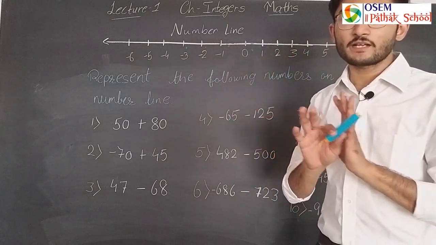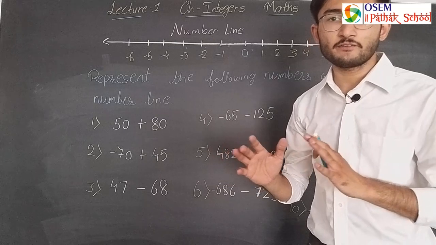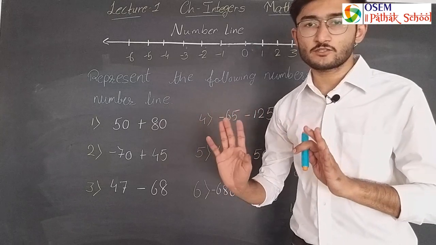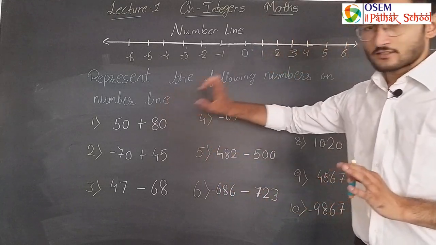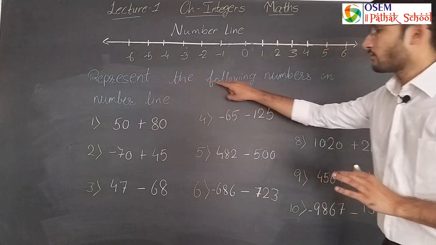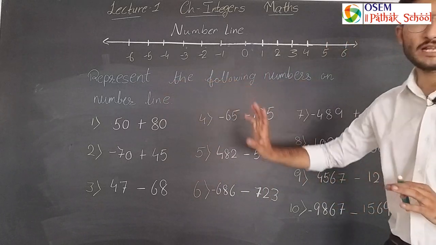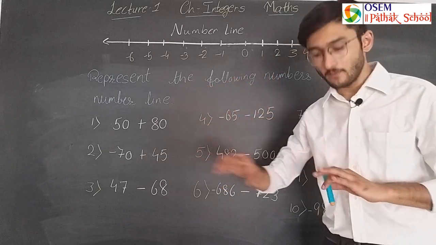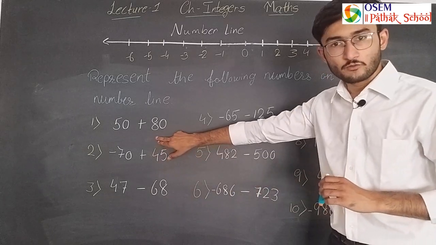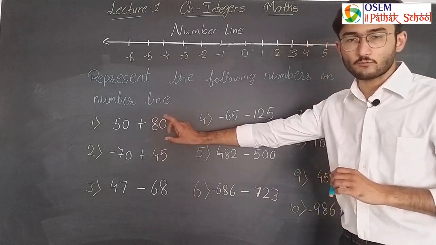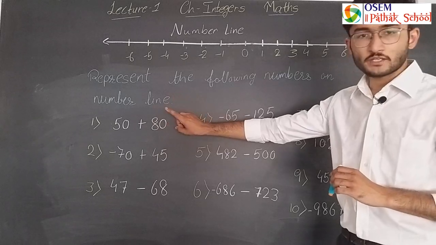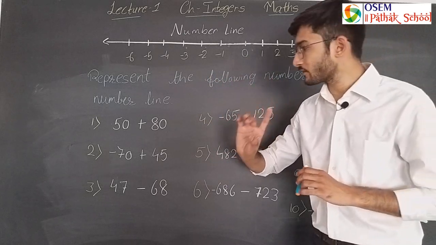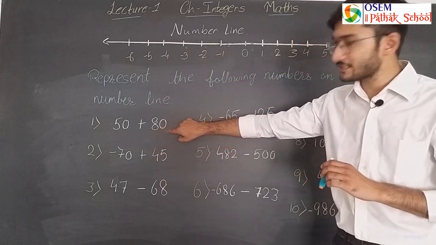No need to draw a very big number line. You can take gaps of 5, 10, 20, or whatever the value requires, 500, 1000 and so on, right? Here are some examples. The question is, represent the following numbers on the number line. You first have to find the answer and then represent it on the number line. The first one, 50 plus 80, both are positive integers. Also keep in mind the rule that the bigger number's sign will come in your answer. First one is 50 plus 80.